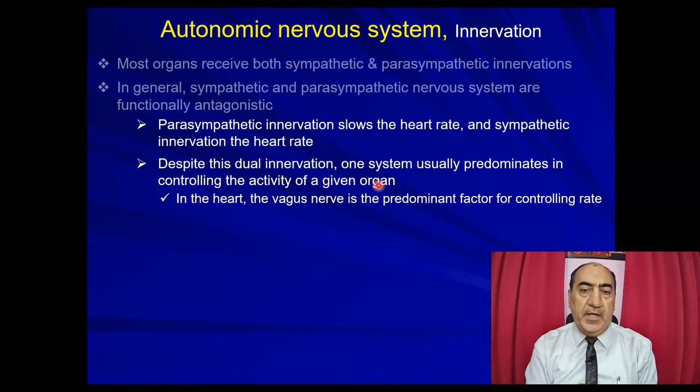We'll talk about this later, but just as one common example, in the heart, the vagus nerve is the predominant factor for controlling the heart rate. The vagus nerve is cranial nerve number 10 of the parasympathetic nervous system, and it is predominant specifically during the rest and digest, or during the state of rest, generally speaking.